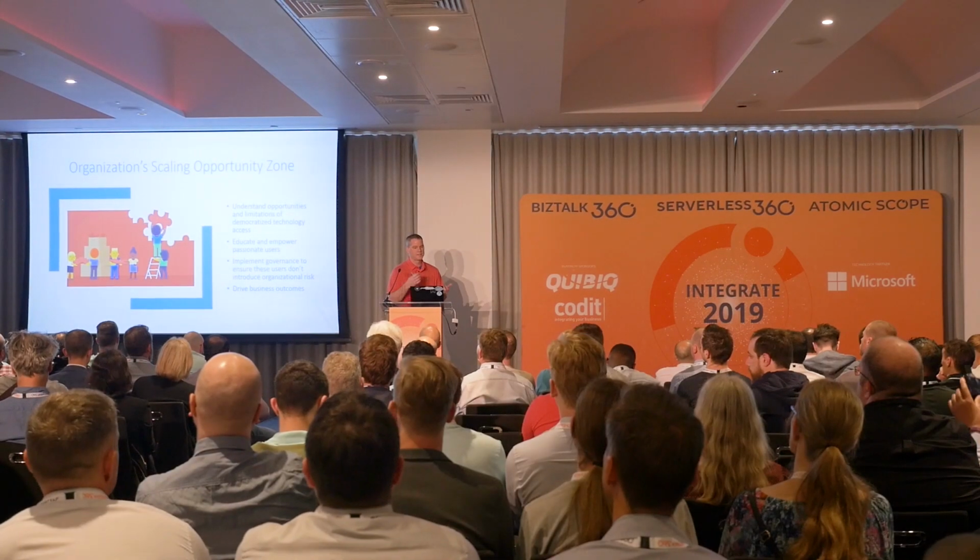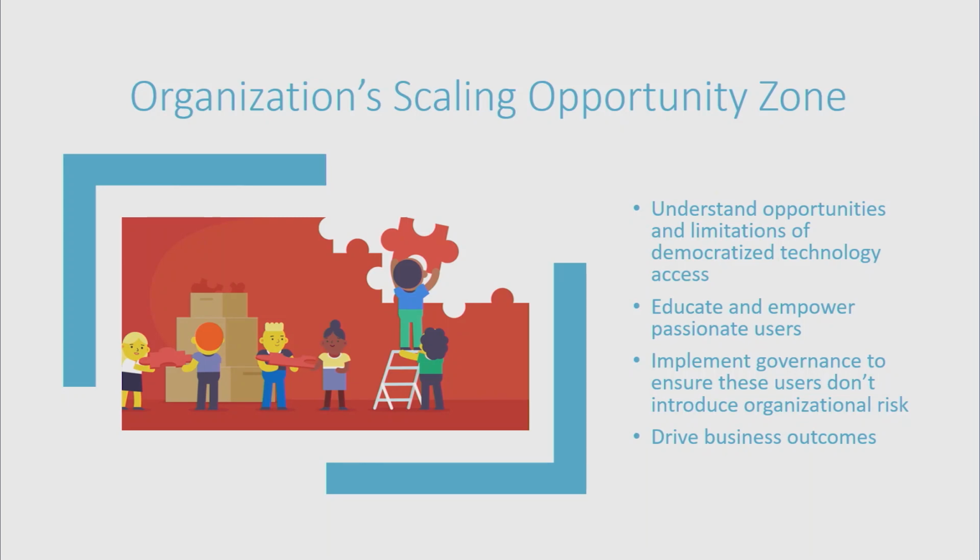So with this scaling opportunity, I think the big thing is to understand what the limitations of democratized technology are. You do need to educate and empower these users. You need to implement governance to ensure you're not creating risk. And number one, you need to be able to drive business outcomes. Because once again, the business units don't care if you're using Logic Apps or Flow.